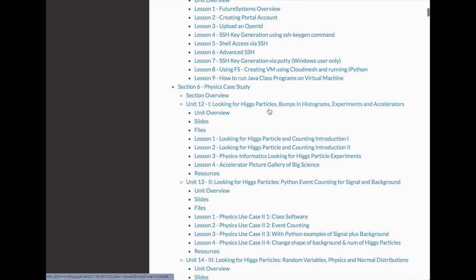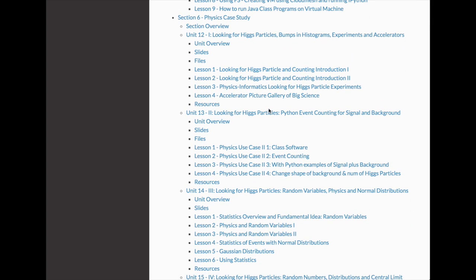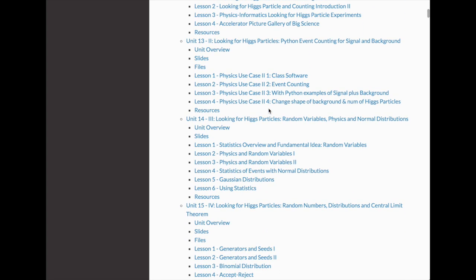In section 6, we provide you with some motivation for a physics case study. Here is the Higgs particle analysis, pretty important. It's really nice to hear Geoffrey talking about this in class because he's a physicist who has important things to say about this area.